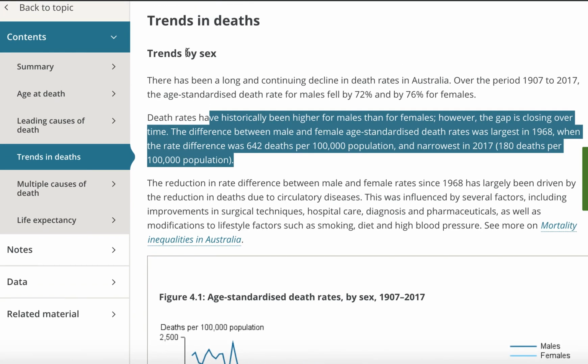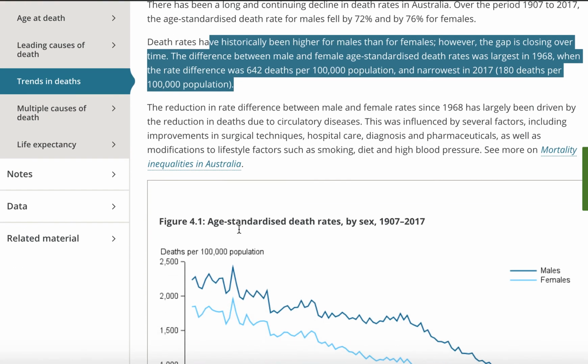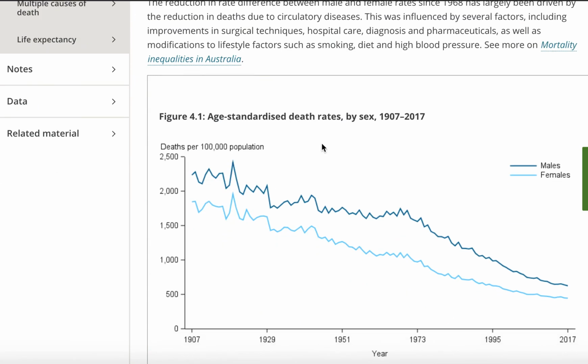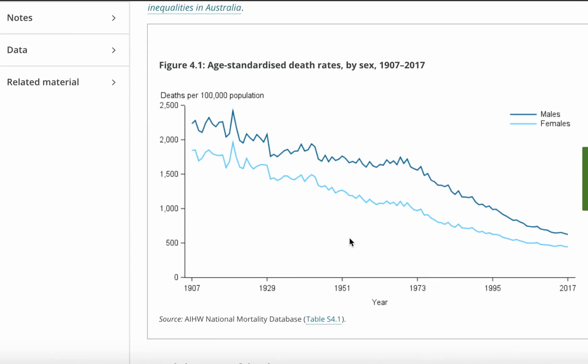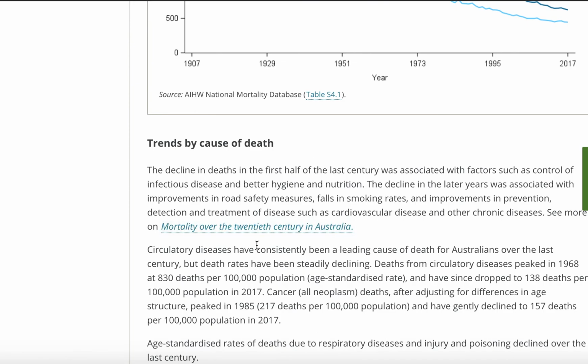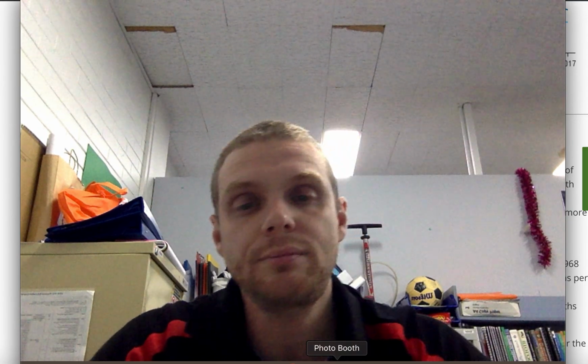So if you choose trends by sex, you're going to read through this paragraph here. You're going to find out what those trends are. Then you're going to look for them here. If the data that they've used is 2017, okay, and 1968, you need to use a couple of different years to show me that you can read the graph and find the same trend that they're talking about. And the same thing over here with cause of death. That should be heaps and heaps of work for today's lesson.